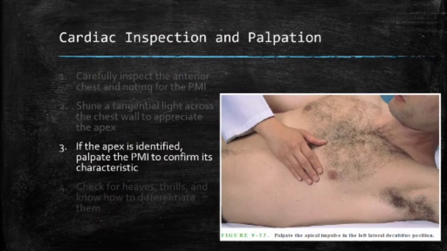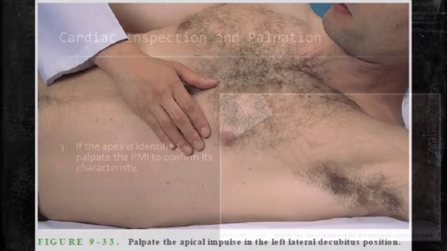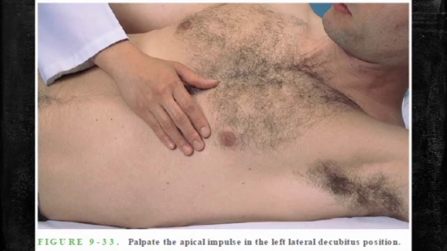If the apex is identified, palpate the PMI to confirm its characteristics. Use finger pads in palpating the PMI. The PMI may be tapping, which is normal. It could be sustained, which suggests left ventricular hypertrophy, or diffuse, which suggests congestive heart failure or cardiomyopathy.